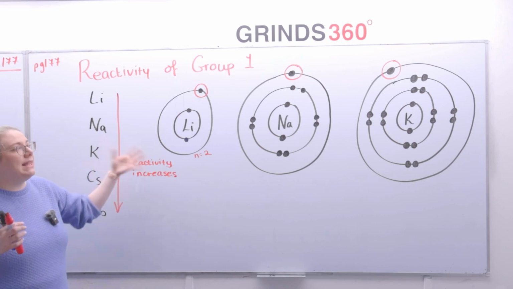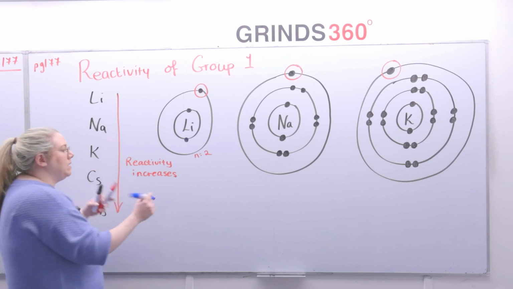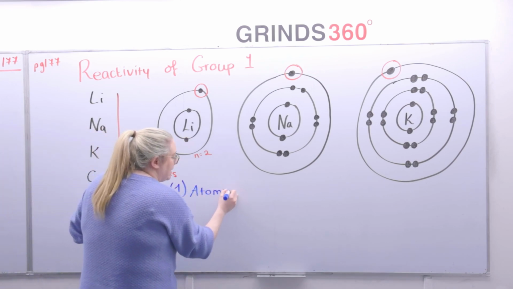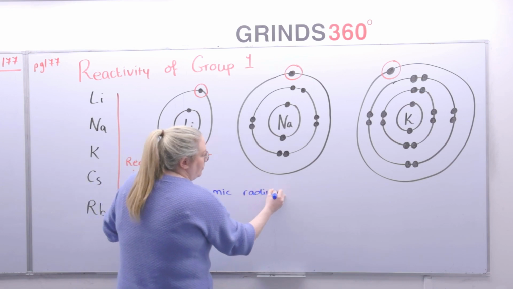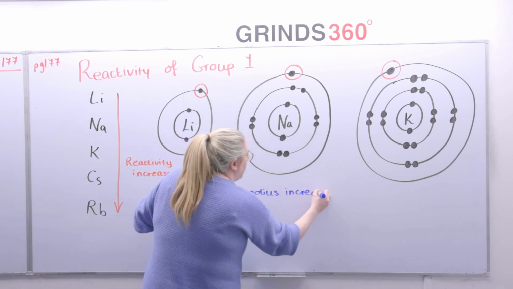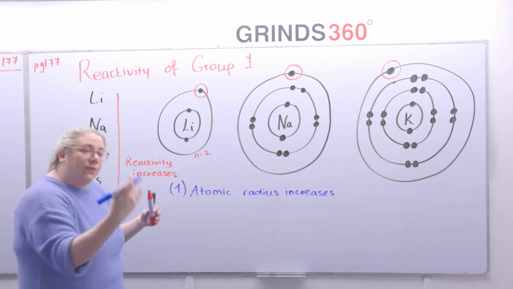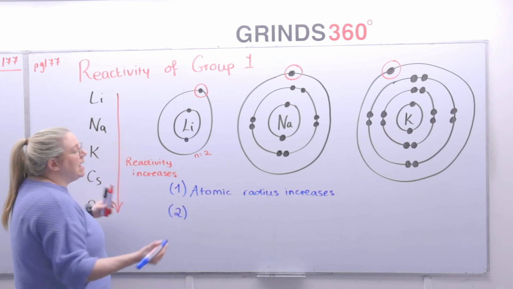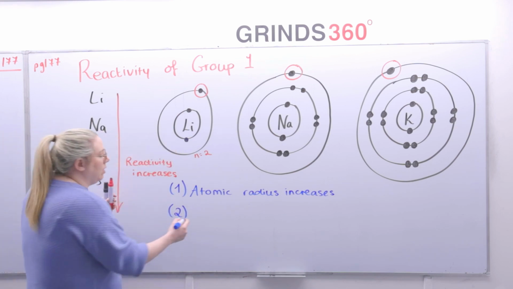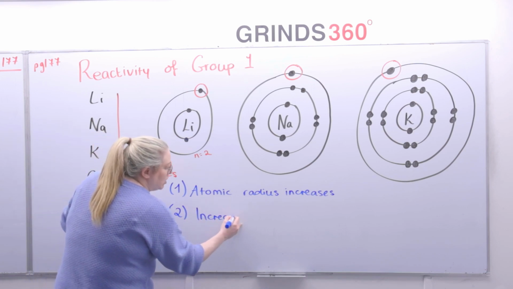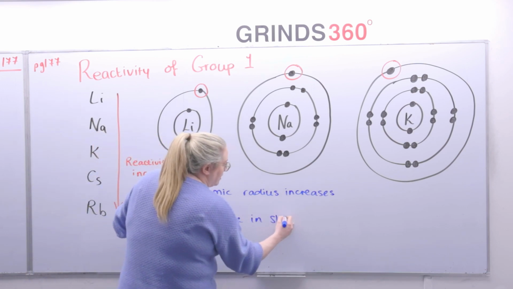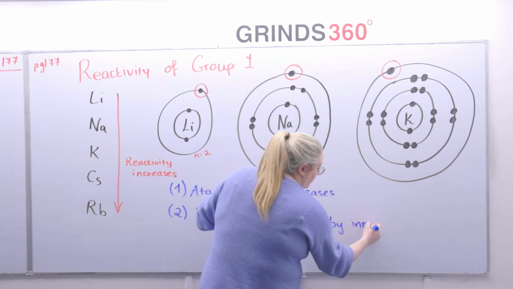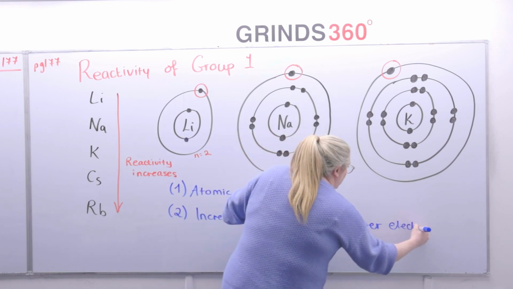Now, why does it get easier to remove that electron as you go down the group? Number 1, your atomic radius increases as you go down the group, meaning the electron that you are removing is further and further away from the nucleus, so it's less attracted to the nucleus. And number 2, as you go down the group, you have an increase in shielding by the inner electrons. And that's it. So that is your explanation.